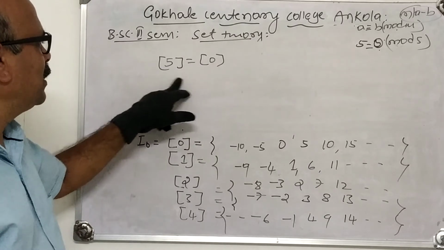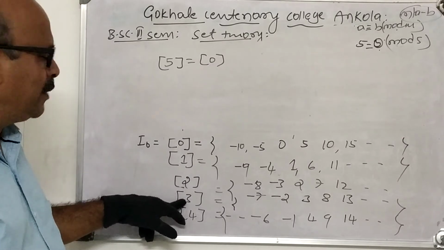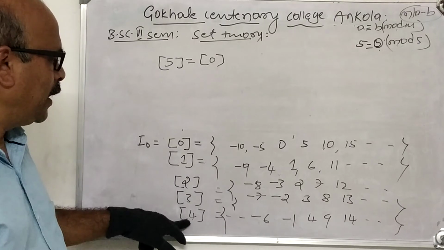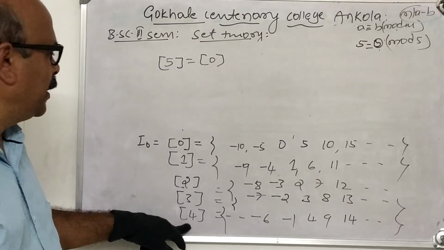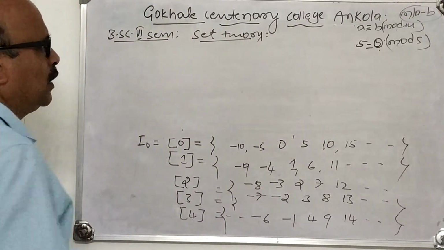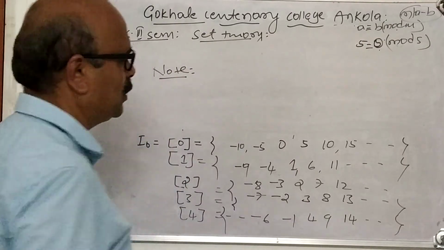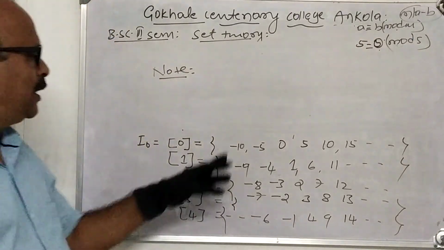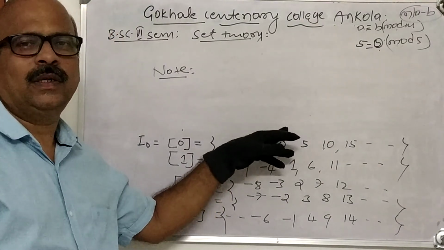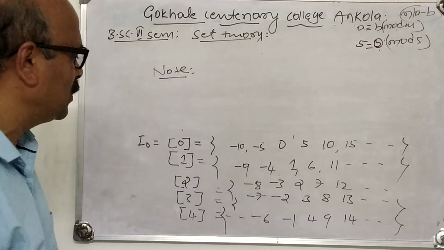The equivalence class determined by 6 is the same as 1. 7 is the same as 2. The class determined by 8 is the same as 3, and 9 is the same as 4. Therefore, there are only 5 equivalence classes. What you observe here by these equivalence classes is important. This leads to an important definition in set theory.